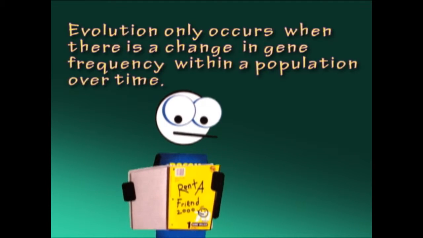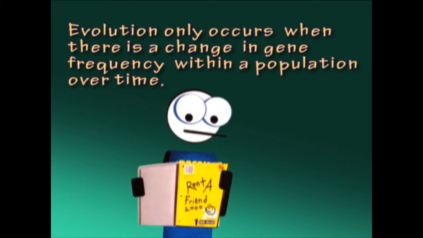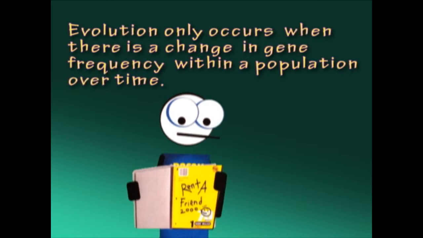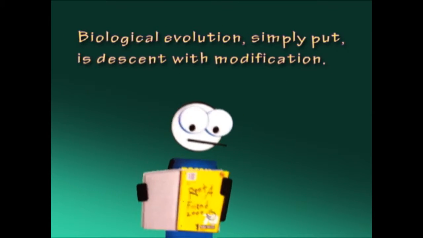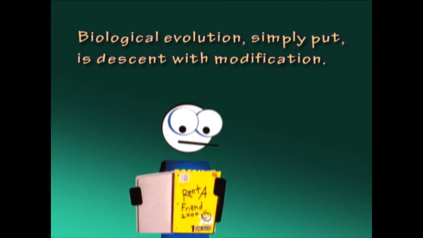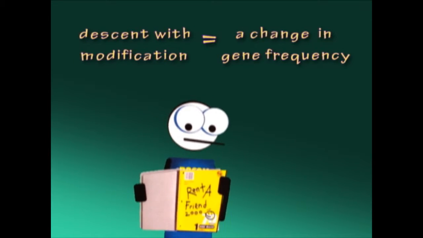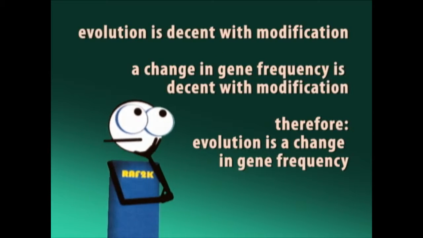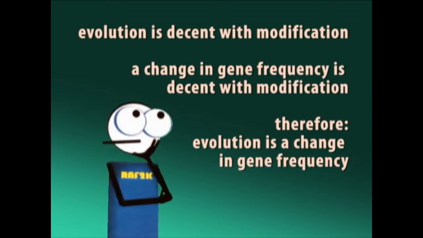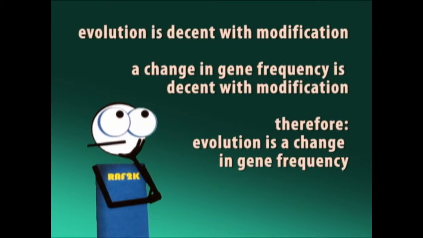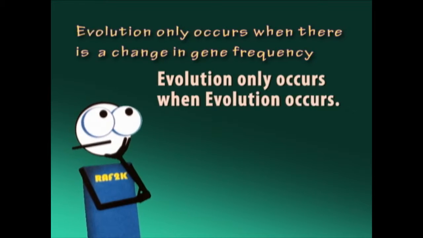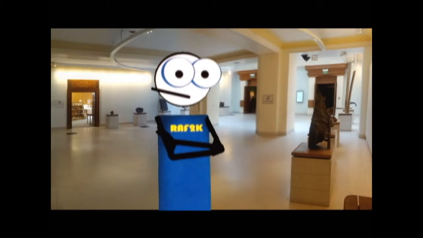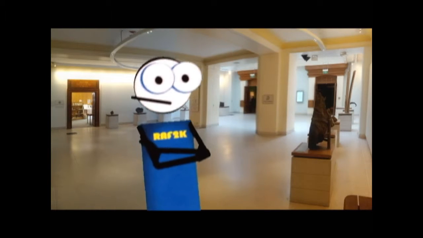Let's see. Evolution only occurs when there is a change in gene frequency within a population over time. And if I go back to chapter 1, I see they said, biological evolution, simply put, is descent with modification. See, now they've said descent with modification is a change in gene frequency. So, if evolution is descent with modification, and a change in gene frequency is descent with modification, then they've just started this chapter by saying evolution only occurs when evolution occurs. Can you see why I objected to their weak sauce definition for the word evolution?